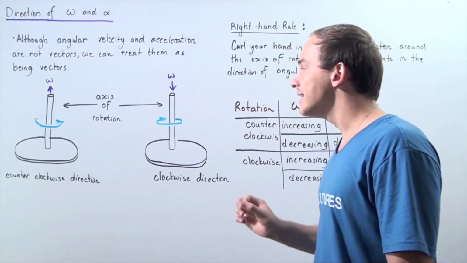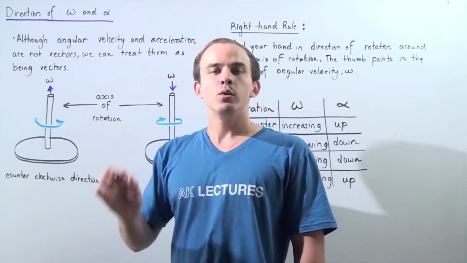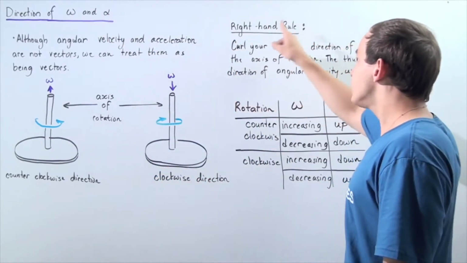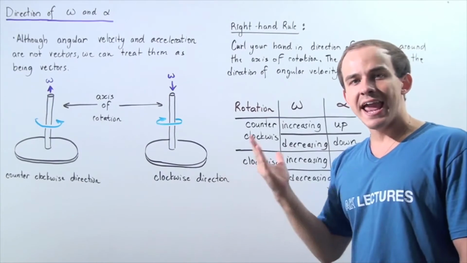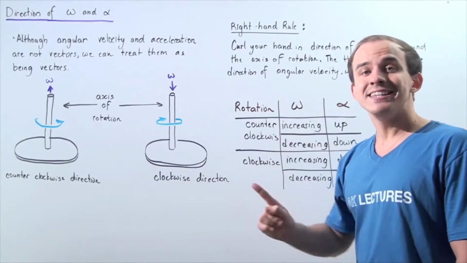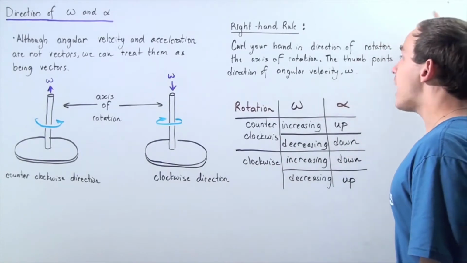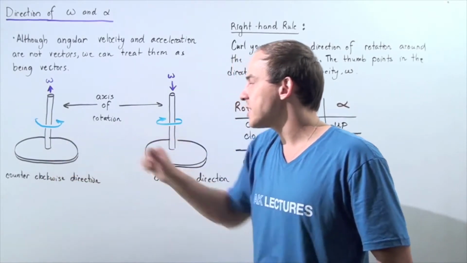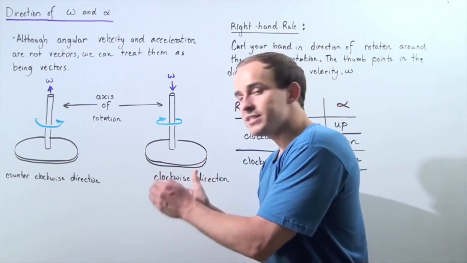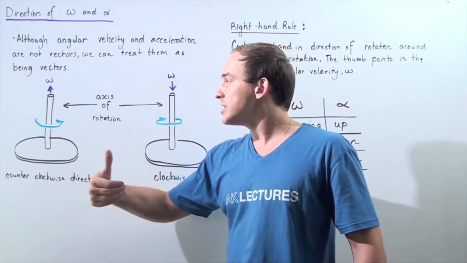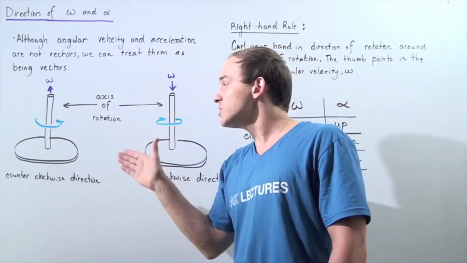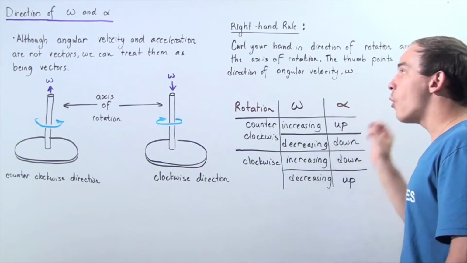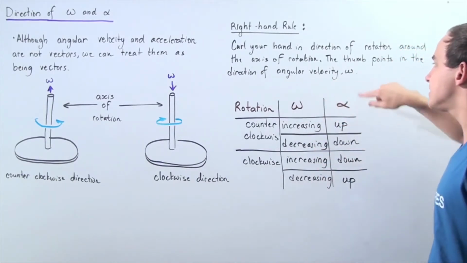In order to find the direction of angular velocity, we have to apply the right-hand rule for angular velocity. So the right-hand rule states the following. You take your right hand and you curl the fingers in the direction of rotation around the axis of rotation. So we're doing this case here. I rotate my fingers in the same direction as my rotating disc, so I rotate counterclockwise. Next, I extend my thumb, and my thumb points in the direction of angular velocity omega.